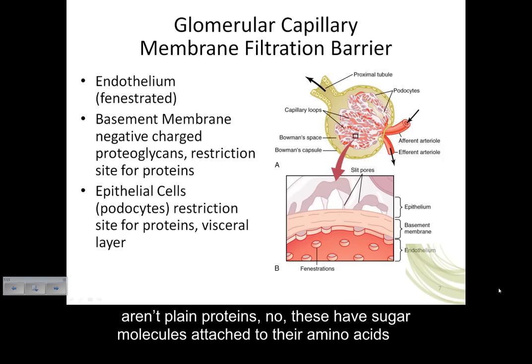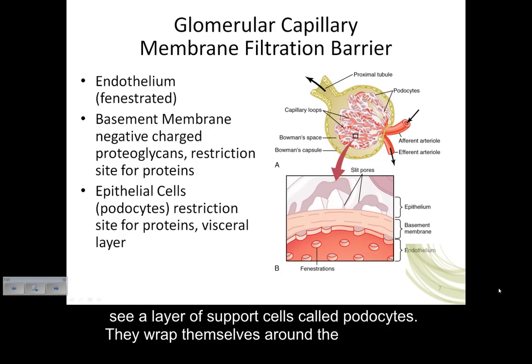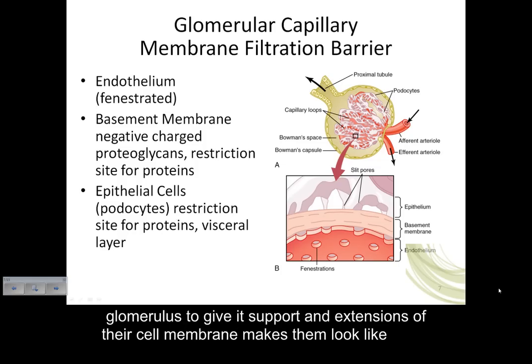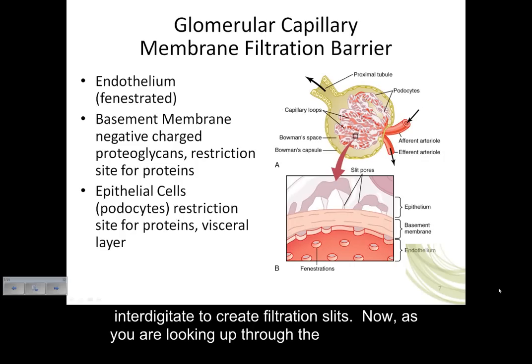These aren't plain proteins. No, these have sugar molecules attached to their amino acids, and this makes them proteoglycans. After the basement membrane, you would now see a layer of support cells called podocytes. They wrap themselves around the glomerulus to give it support, and extensions of their cell membrane make them look like they have little feet, and these extensions are called pedicels. The pedicels interdigitate to create filtration slits.